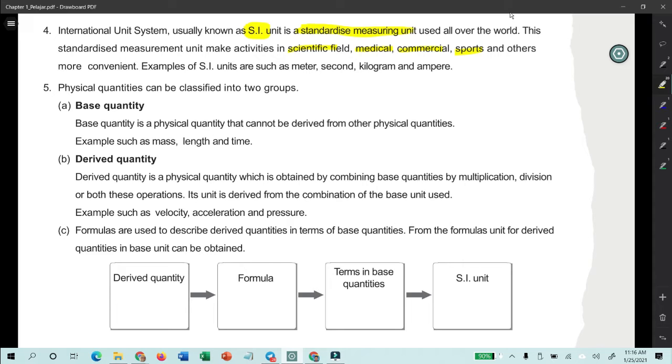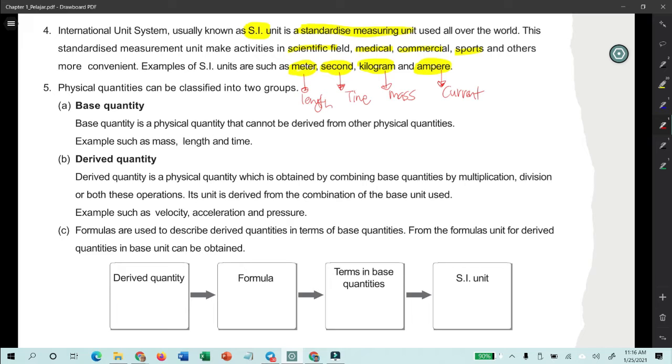When you come to time, we use seconds. For mass, we use kilogram, and for current, we use ampere. So this is for length, this is for time, this is for mass, and this one is for electric current.